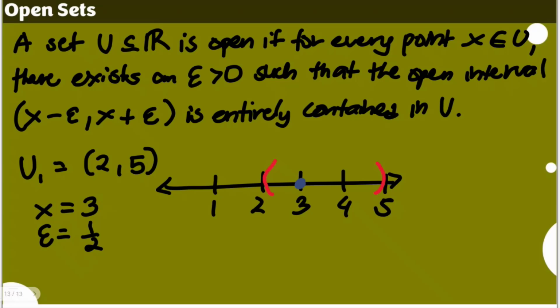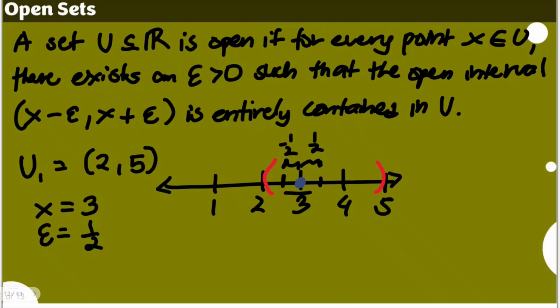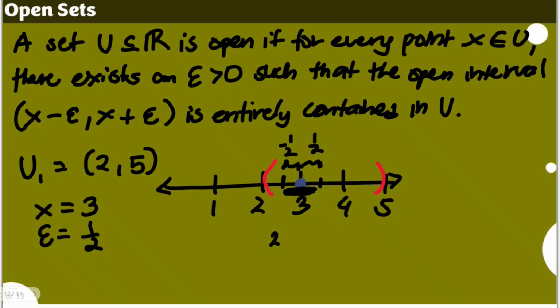If we have epsilon equal to 1/2, this is our x minus epsilon, and this is x plus epsilon. This entire open interval, 2.5 to 3.5, is entirely contained in our U, this red portion here. This signifies that your set U sub 1, which is the interval 2 and 5, is actually an open set.